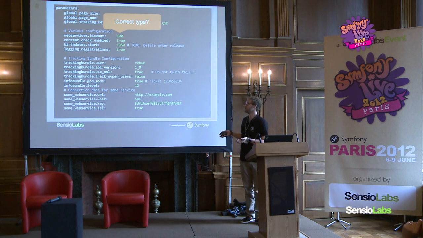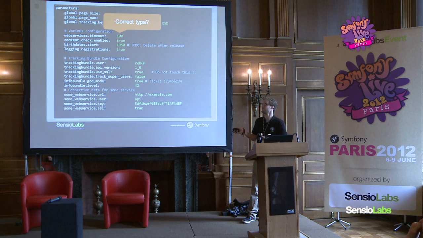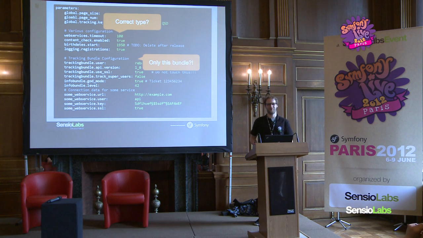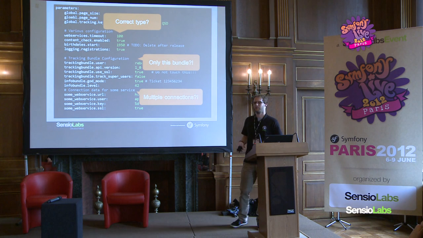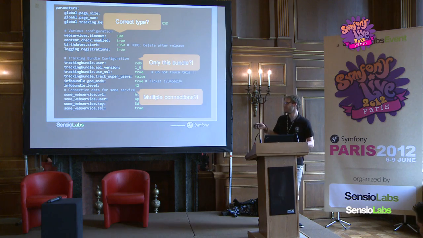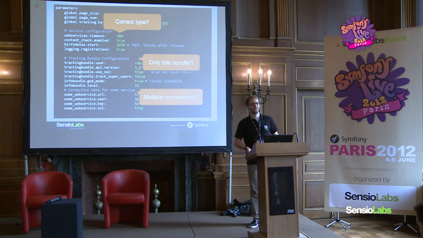For example, if you have a config.yaml file like this, do you know if this type is correct? Is it an integer, or do I need an integer for this? Or is this configuration block only handling this bundle? If you take a closer look, info_bundle.godmode doesn't belong to tracking bundle, obviously. So who knows if this is only for this bundle? And what about if you have a web service and you want to have multiple connections? Is this possible with this, or is it not? How can I do this? If I need to provide a fallback connection to my web service, I don't know if this is possible here.